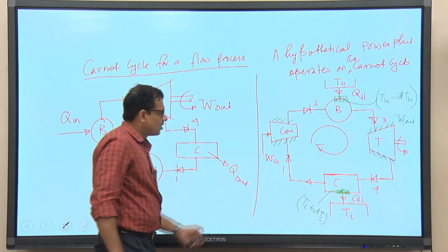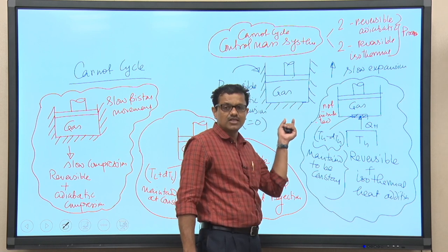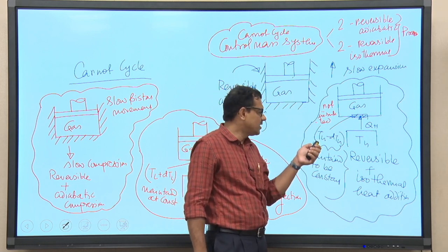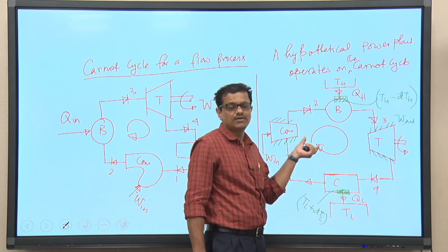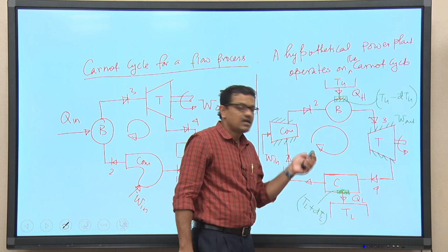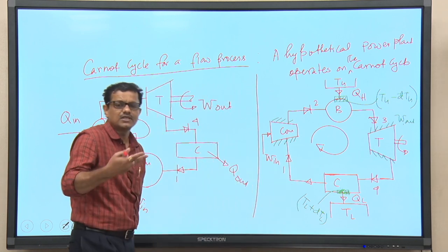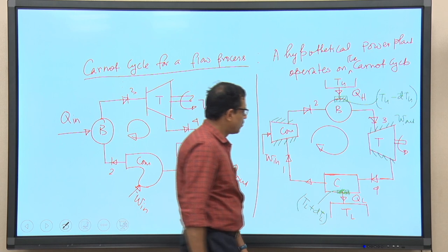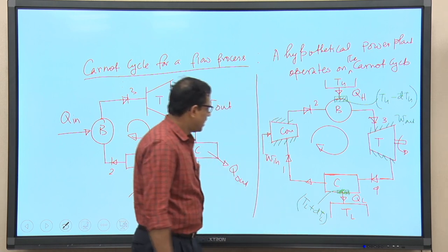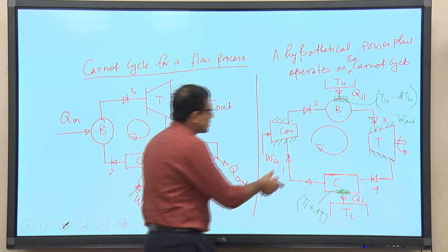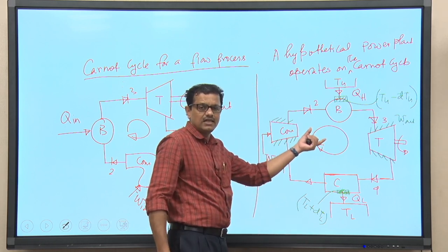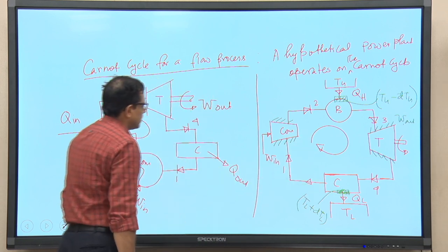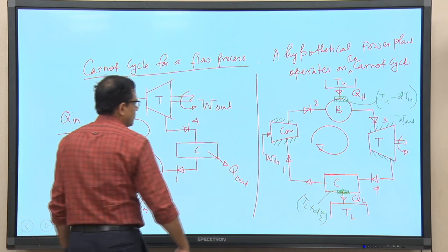So, exactly all the processes that we have discussed in the context of the control mass system, we can conceptualize even for a flow system. So, this is the Carnot cycle for a flow system, and a hypothetical power plant will operate using this cycle. Why hypothetical, we will be discussing soon. So, we can go one step further, and we can draw the schematic again in another form. So, we can write that.